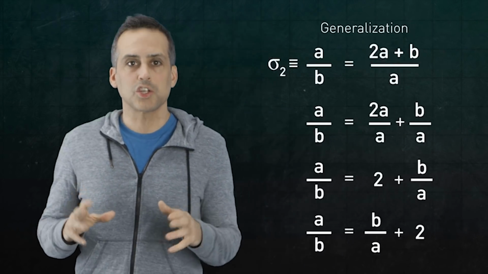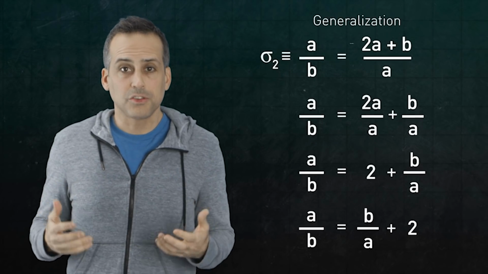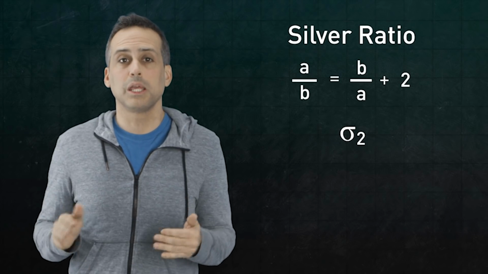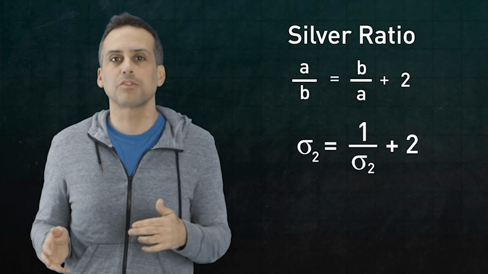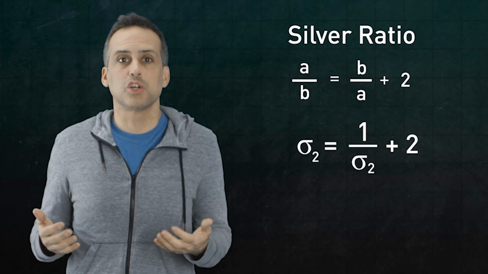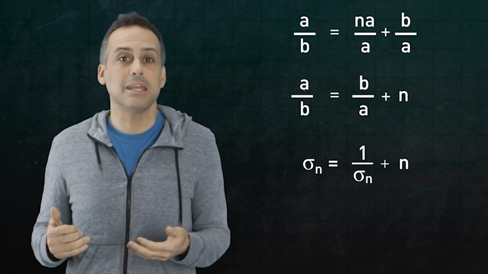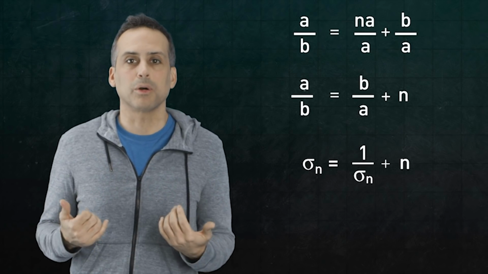Okay, all of the above properties generalize. Watch. The defining equation for the silver ratio sigma 2 can also be rewritten as sigma 2 equals 1 over sigma 2 plus 2. So the silver ratio is 2 more than its reciprocal. More generally, sigma n is n more than its reciprocal.